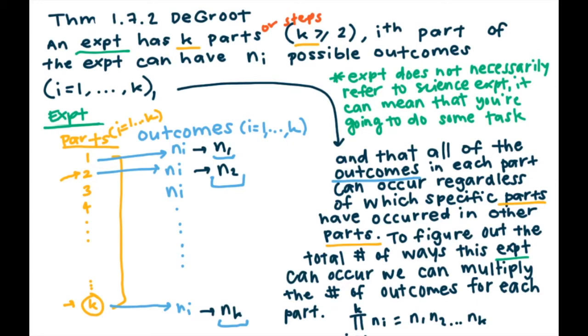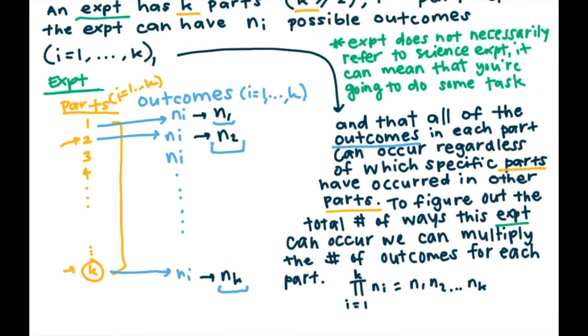Okay, I'll start from the top just so that everything's all together. So it says, an experiment has k parts where k is greater than or equal to 2. The ith part of the experiment can have n_i possible outcomes, where i equals 1 all the way to k, and all the outcomes in each part can occur regardless of which specific outcomes have occurred in other parts. To figure out the total number of ways this experiment can occur, we can multiply the number of outcomes for each part. So they said that we can multiply all the n_i's from each of the parts together to figure out the total number of outcomes.